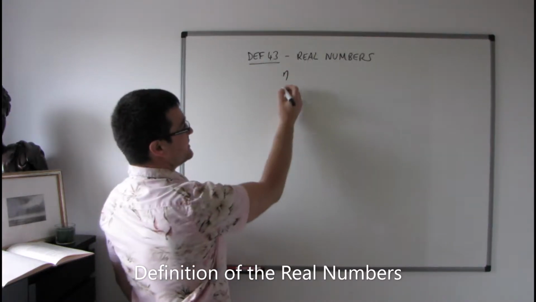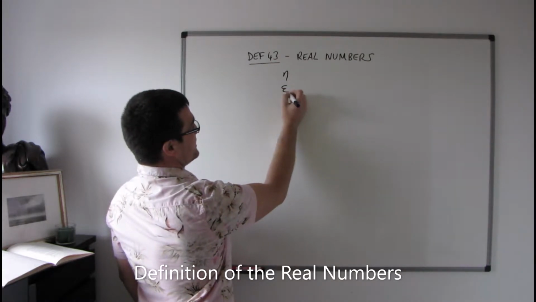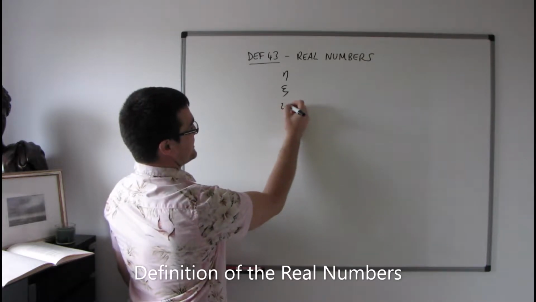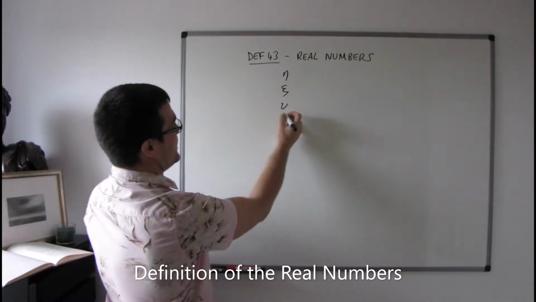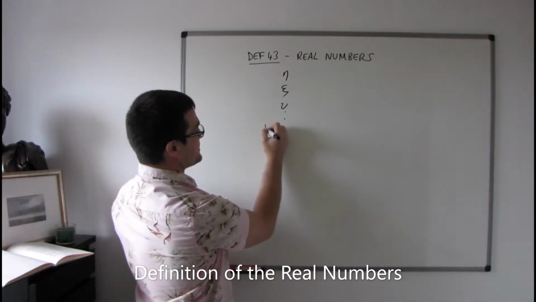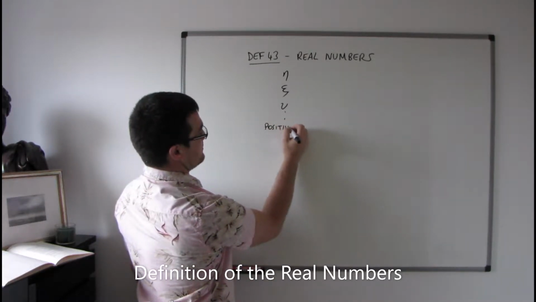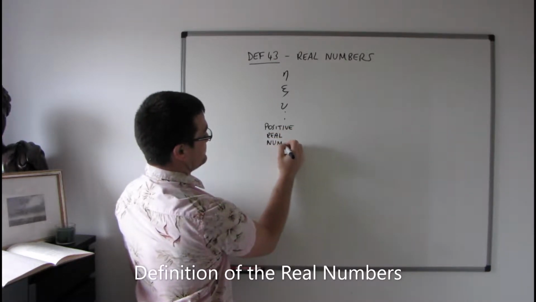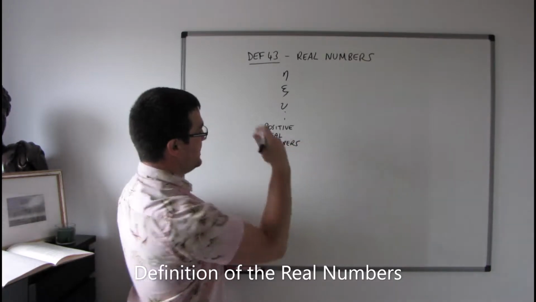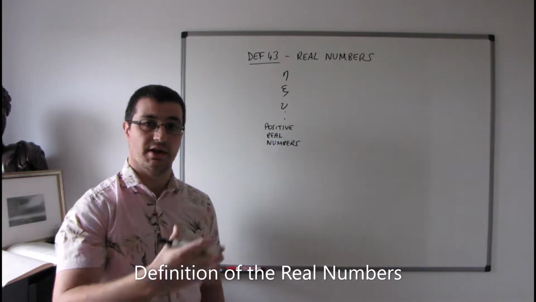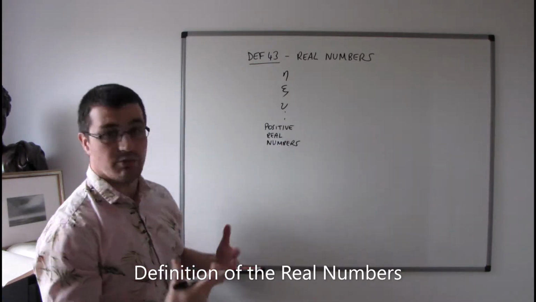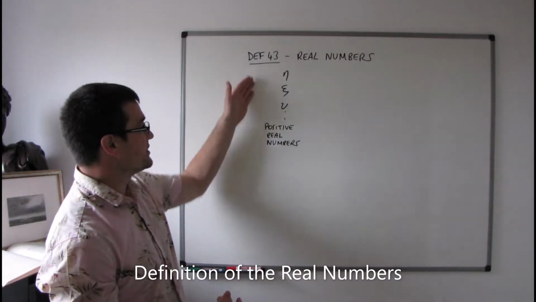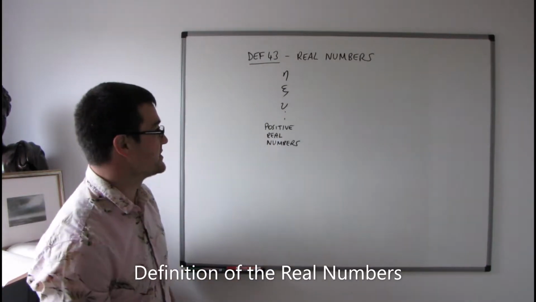cuts, eta, so which symbols do we use? Psi, and I think it was upsilon that we used, and all the others. We're going to call these positive real numbers. So in amongst them, we're going to have the positive integers, positive rational numbers, but we've also got these other irrational numbers as well. So in general, we're just going to refer to them as positive real numbers.